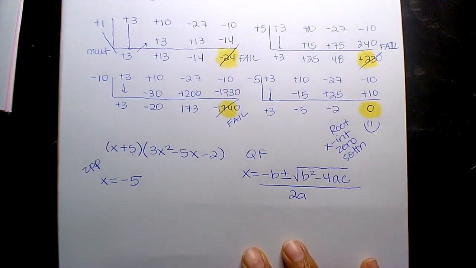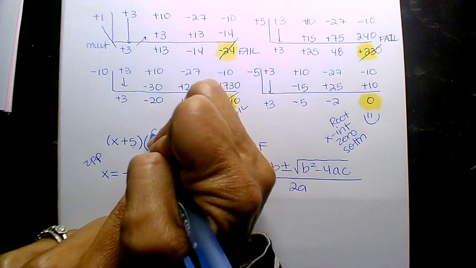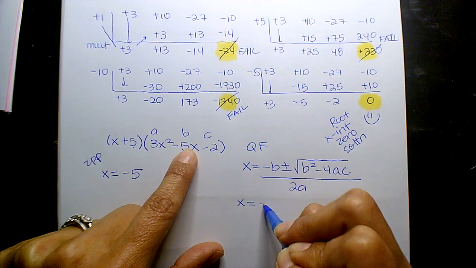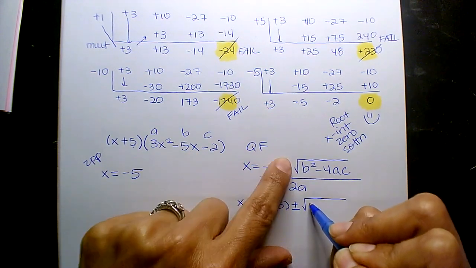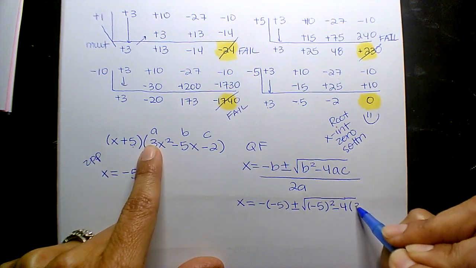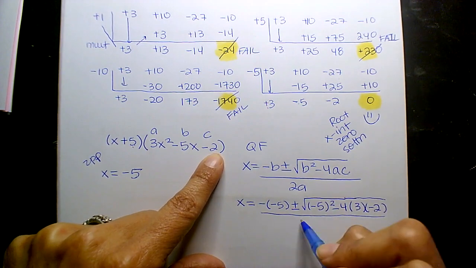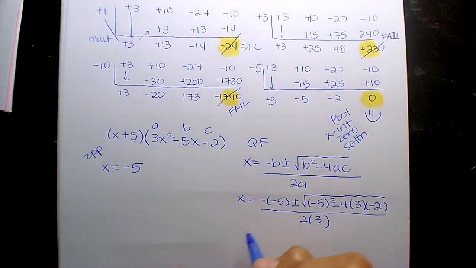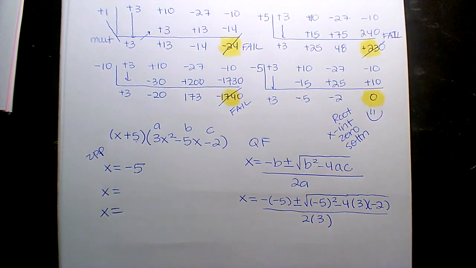and this does appear in pre-cal. Okay, if I look at my quadratic, this is A, B, C. So if I'm substituting, minus a -5 plus or minus the square root of -5 squared minus 4, A is 3, C is -2, over 2A, 3, and if you throw that in your calculator, the calculator is going to give you your next 2 roots.